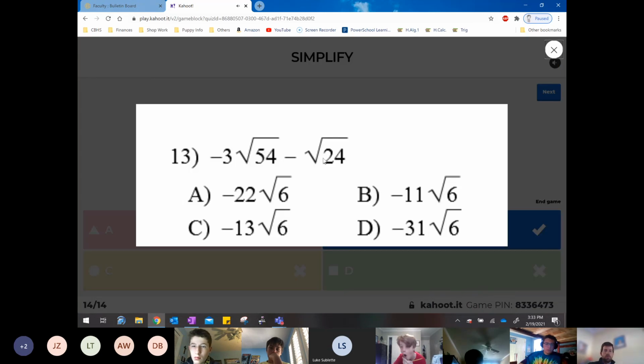And again on this one, 54. We know 9 goes in 6 times. Here, 24, 4 goes in 6 times. So hence the 6 being left over. Again, don't be afraid. Use the test to help you take the test on these. 9 makes for a square root of 3, or excuse me, makes for a 3 outside, which makes for -9. And then over here we had the 4, which makes for -2. Hence -11 square root of 6.